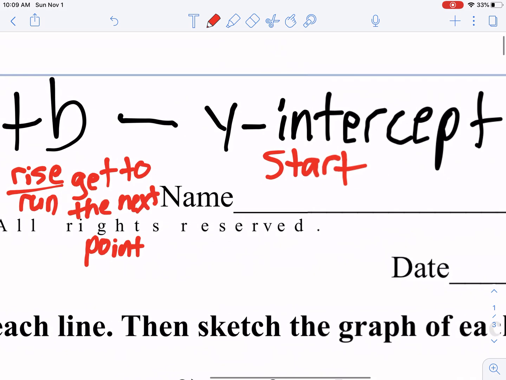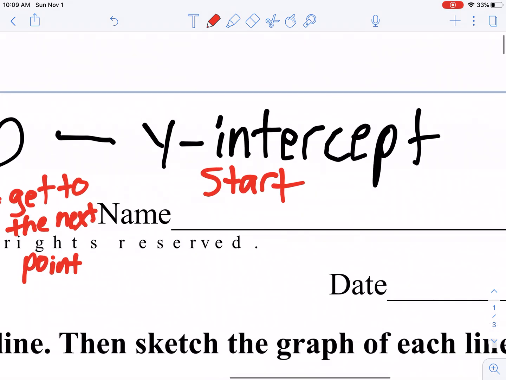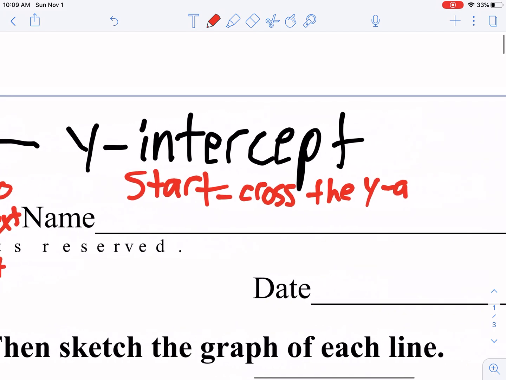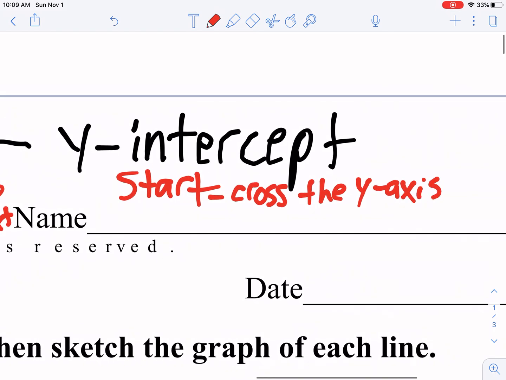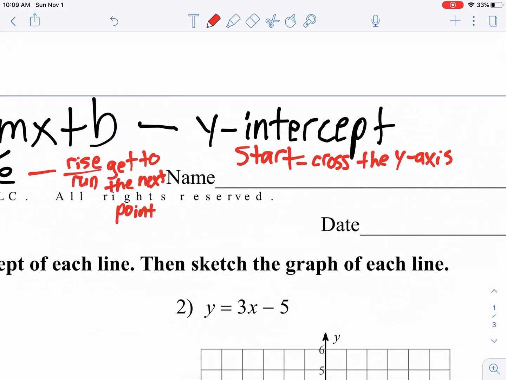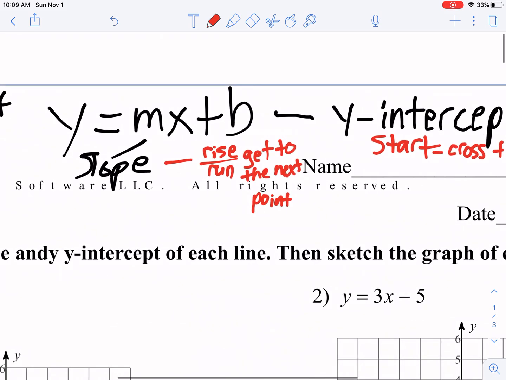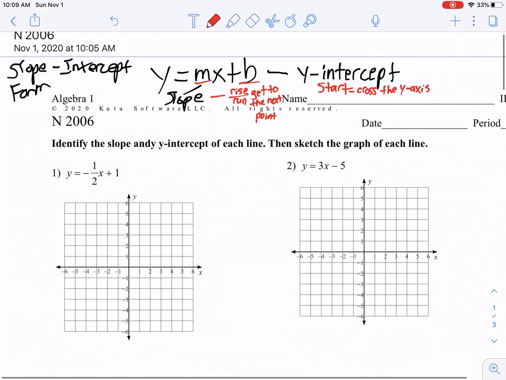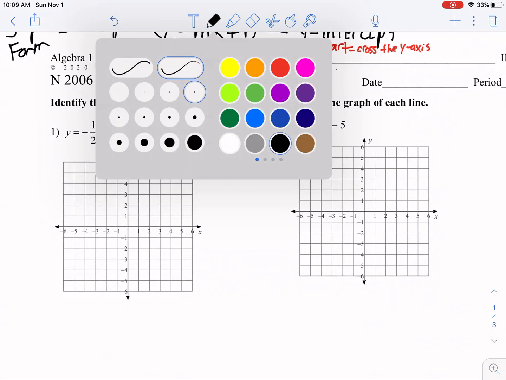Okay, so that's where we're going to start, where we cross the y-axis. We start with the y-intercept, then we use rise over run, our slope, to get to the next point. That's why we need to be able to identify m and b, so we know where we're starting, b, and how to get to the next point, m, the rise over run. Now, let's look at this example here.